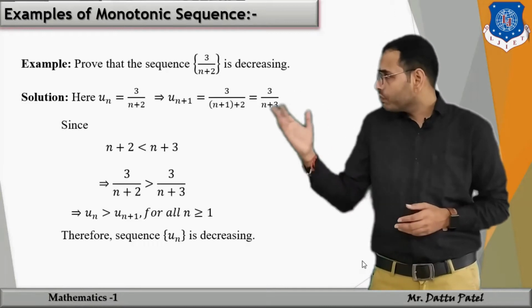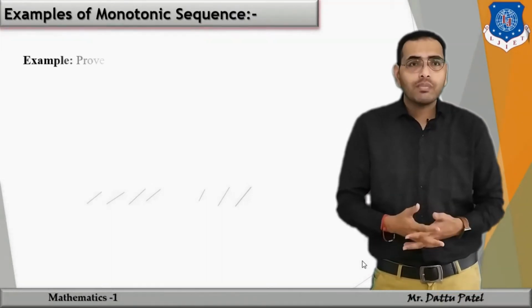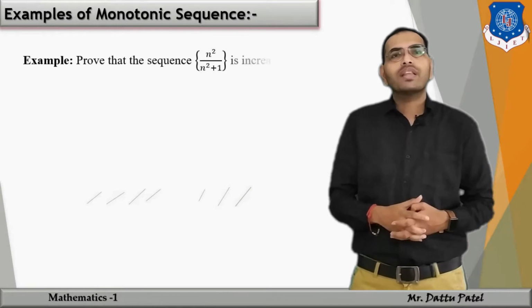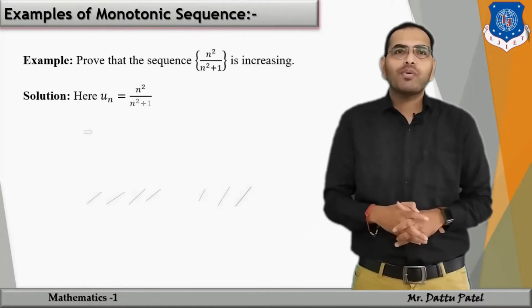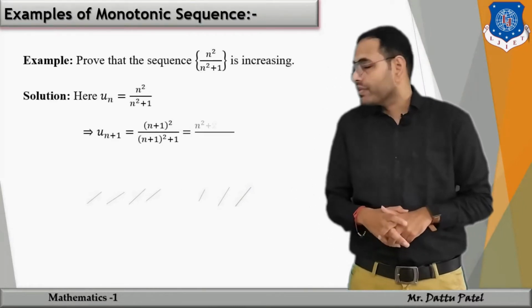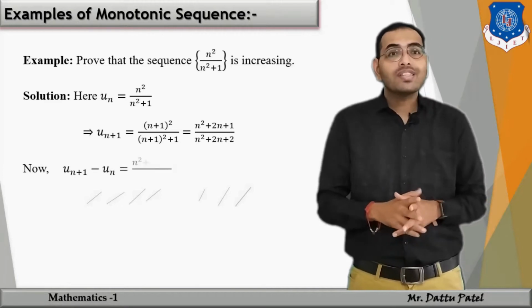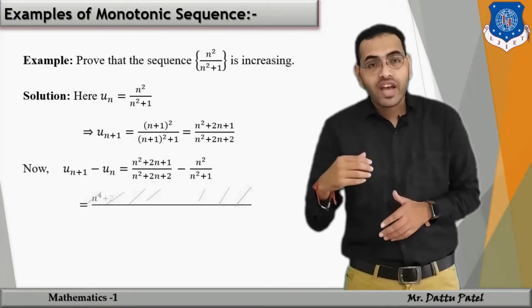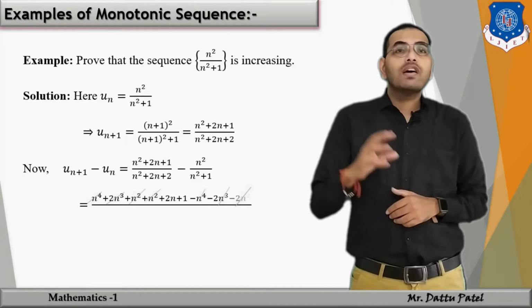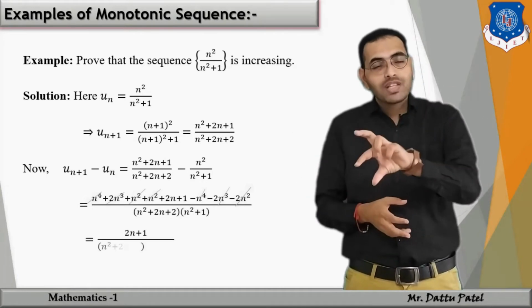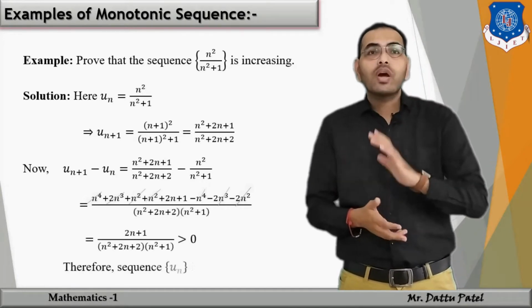Now let's see one more example of monotonic sequences. Prove that the sequence n square upon n square plus 1 is increasing. Here it is not necessary to check monotonicity with the help of u_n greater than u_(n+1) or u_n less than u_(n+1).